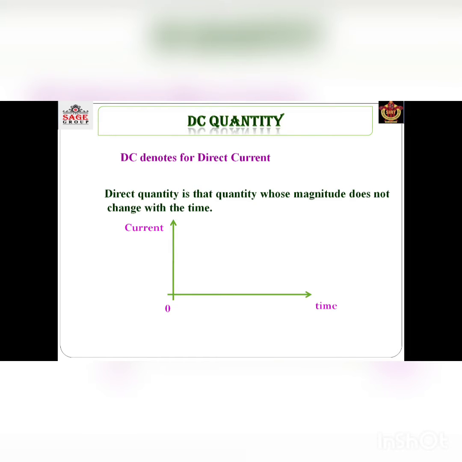The graph represents here, the vertical line represents the current, and the second line represents the time. So the current I will be represented this way. Here you can see that there is no change from the starting point to the ending point. So we can say the DC quantity does not change with time.